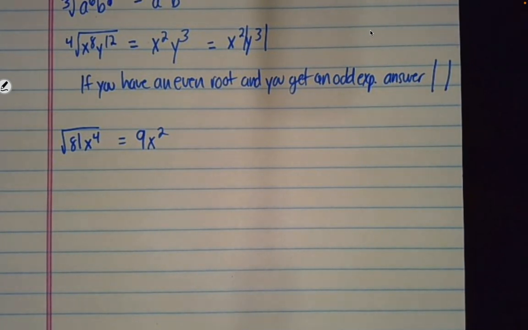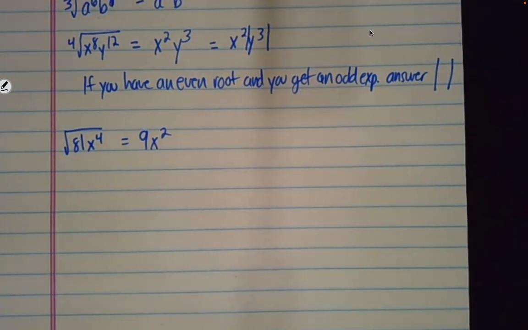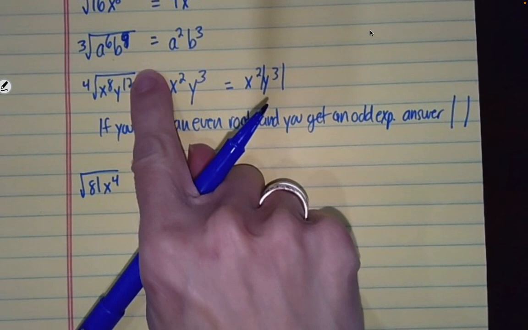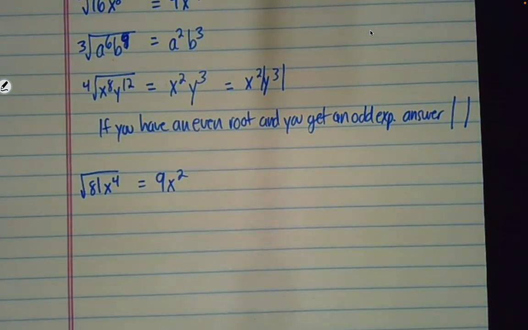Are you going to do one with an odd index? Was there one on your paper? Yes, ma'am, on number 7. With an odd index, you won't have an absolute value answer ever. Like this one right here has an odd index, so you don't put an absolute value. There's only one answer possible because an odd index isn't going to have absolute value. We don't have to worry about that.